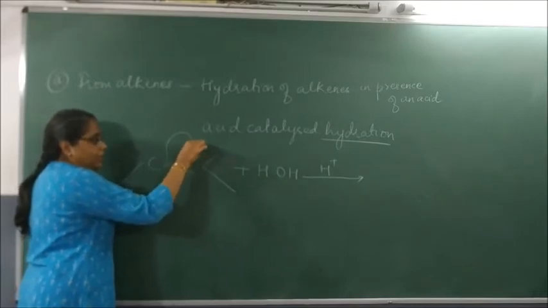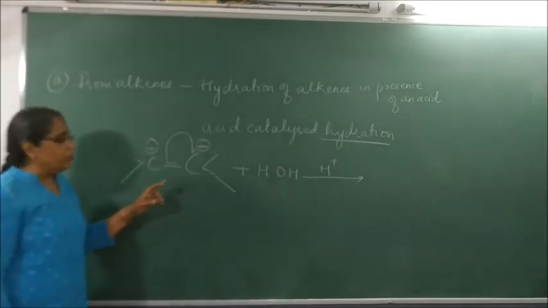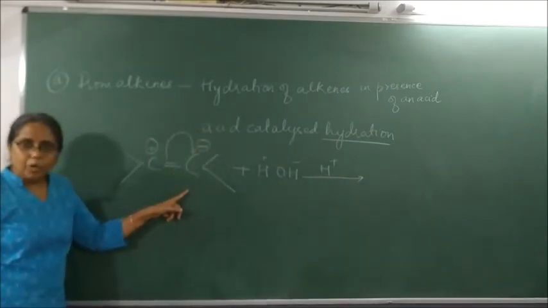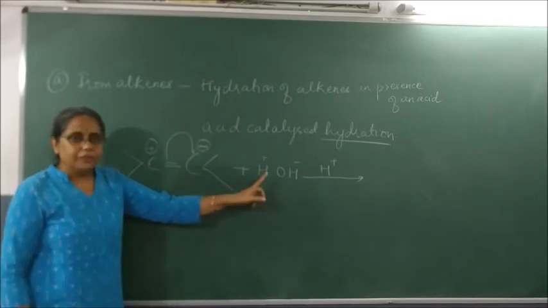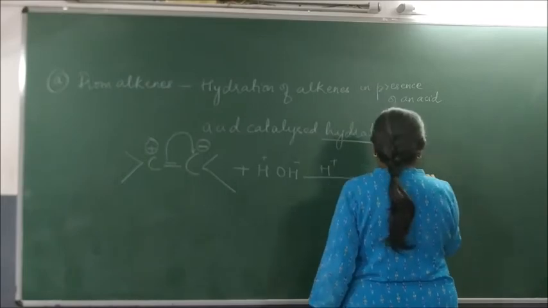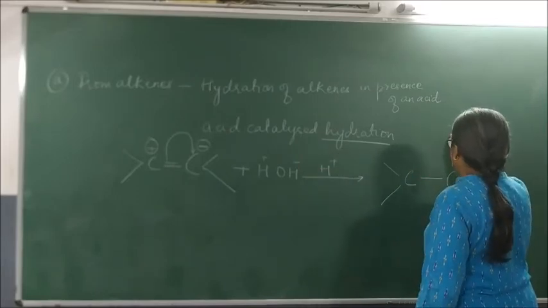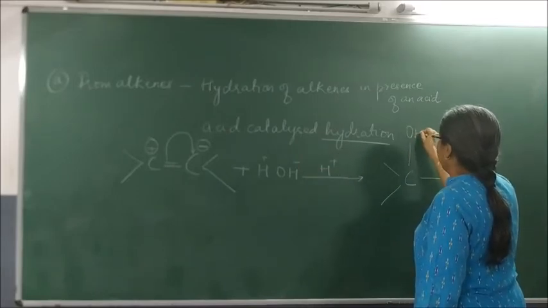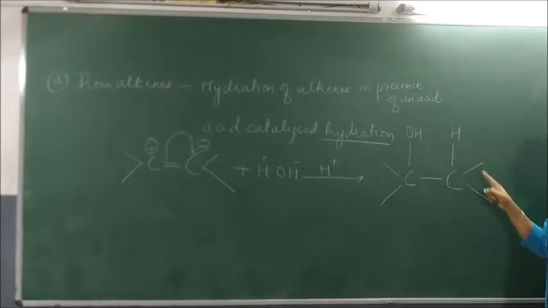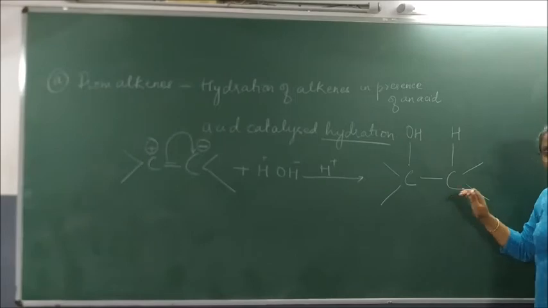One side it will become negatively charged, the other side it will become positively charged. Water also has H and OH. Wherever it is negative side, there the positive part will add, and wherever it is positive, the negative part will add. So on the negative carbon you add H, and on the positive carbon you add OH. The compound formed is an alcohol, CH3CH2OH, nothing but ethanol.